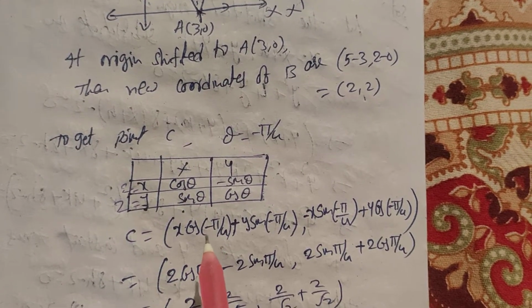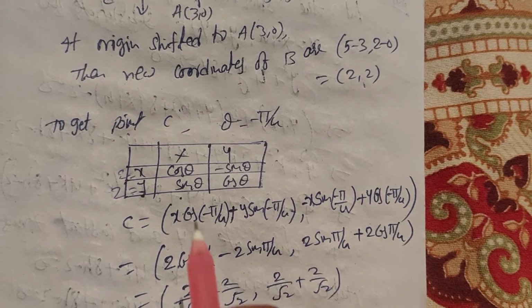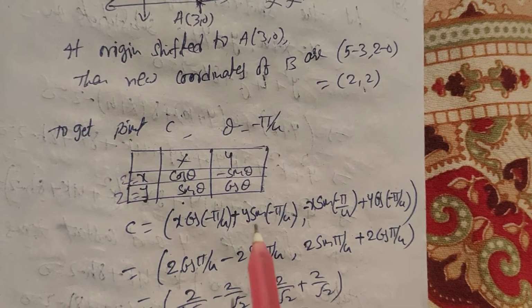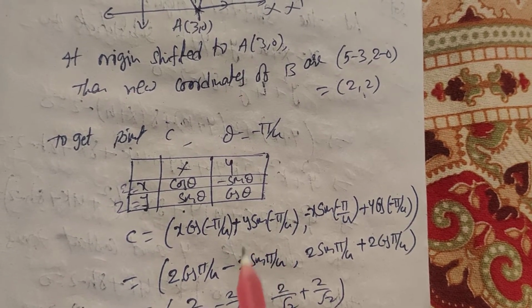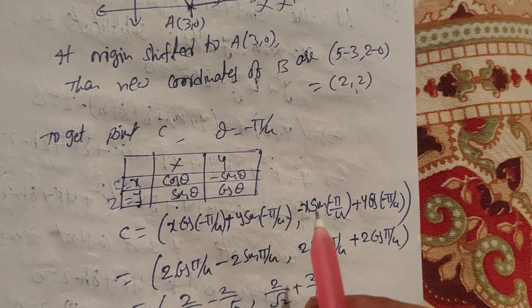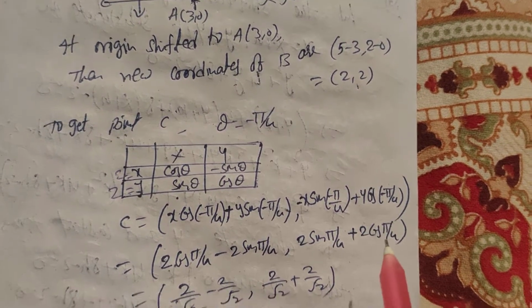Already I told you cos of minus theta is equal to cos theta only. Sin of minus theta is equal to minus sin theta. So this is equal to 2 cos pi by 4, minus sin pi by 4. So that means minus into plus minus 2 sin pi by 4. Minus of minus becomes plus 2 sin pi by 4. Here only 2 cos pi by 4.